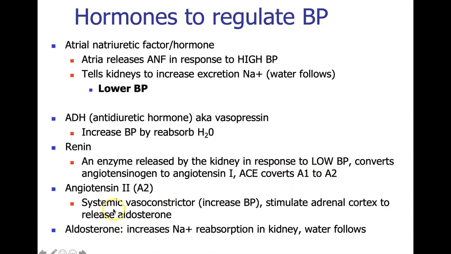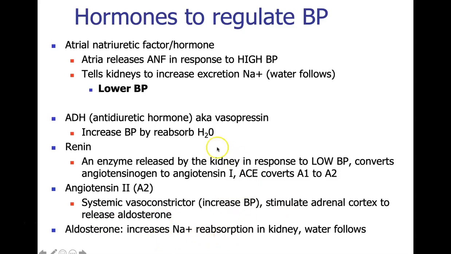Angiotensin 2 then is a systemic vasoconstrictor. So it causes vasoconstriction, which helps to increase blood pressure. It also tells the adrenal cortex to make aldosterone. Aldosterone is going to increase sodium reabsorption in the kidney, and water follows.